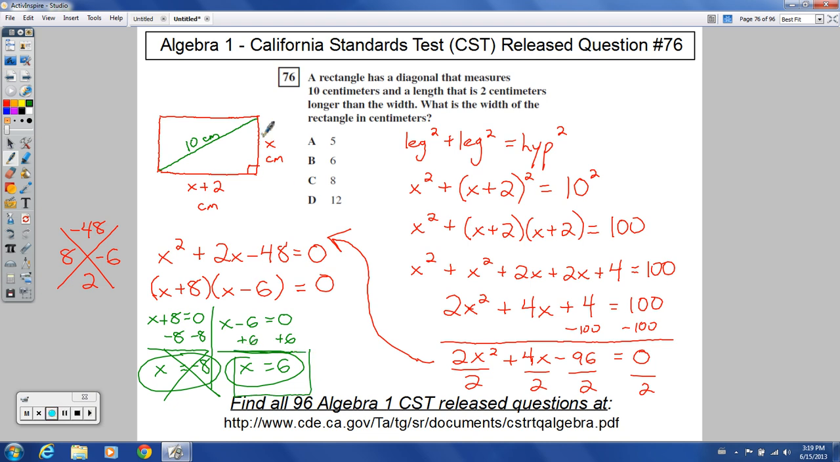This would be 6 centimeters then for the width. This would be 6 plus 2, which would be 8 centimeters for the length. The hypotenuse is still 10. And if you plug those values in, 6 squared plus 8 squared would equal 10 squared as well. You plug that back into the Pythagorean theorem. But all that said, our final answer for number 76 is choice B.